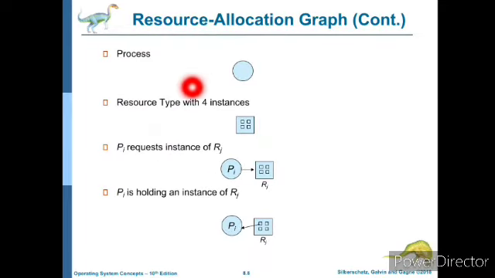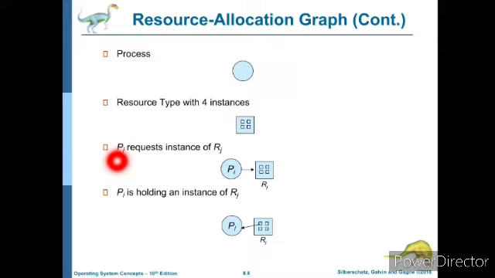Now, first we have the process. The process and the resource type both are the vertices of the resource allocation graph. Each process is represented by a circle. Next we have the resource type. A resource type is represented by a rectangle. If a resource type has 4 instances, then it is represented by dots. Inside the rectangle we need to put 4 dots if the resource type has 4 instances.